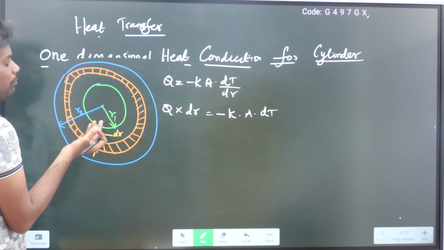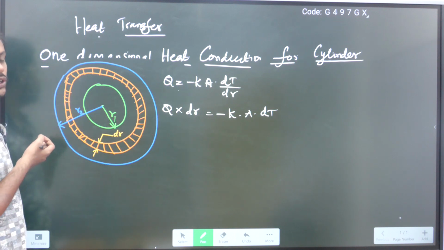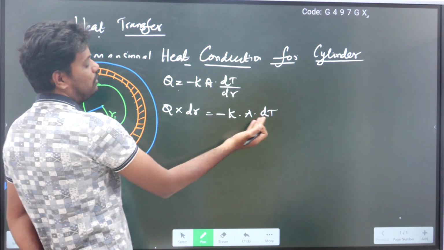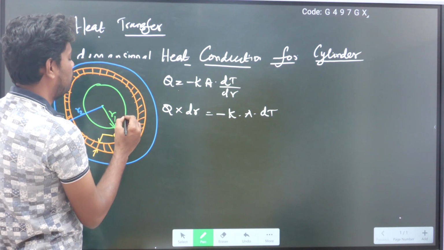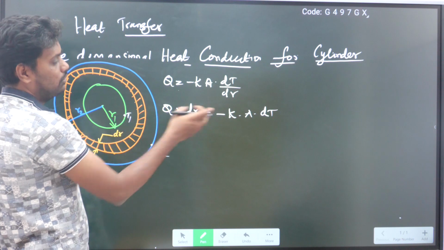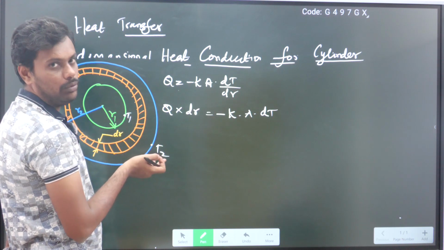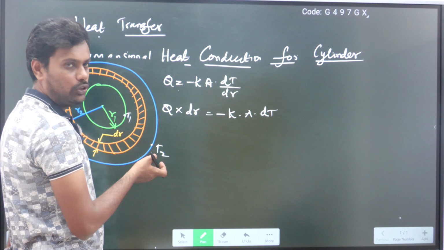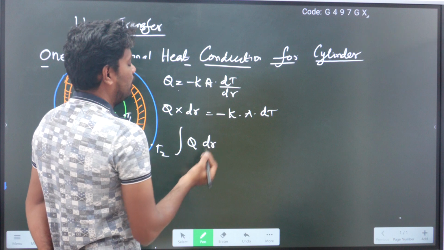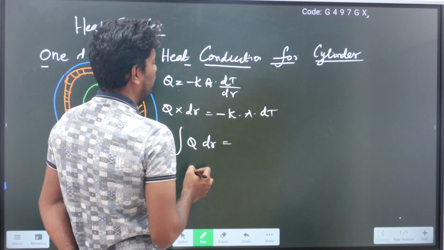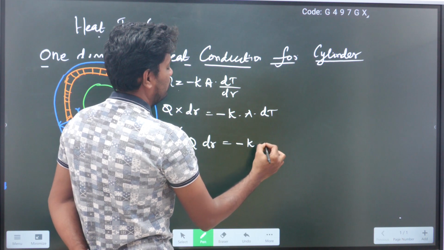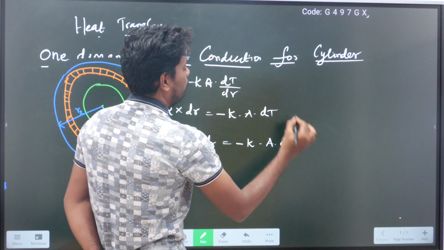The inner and outer radii are R1 and R2. We have to integrate with respect to r from R1 to R2, and integrate dT. Suppose the inner surface is at temperature T1 and the outer surface is at temperature T2, so the temperature limits are T1 and T2. Now I am going to integrate: integration of Q dr equals integration of minus K A dT.